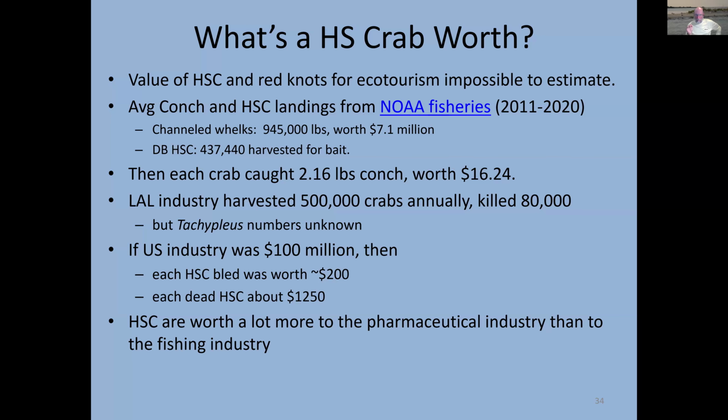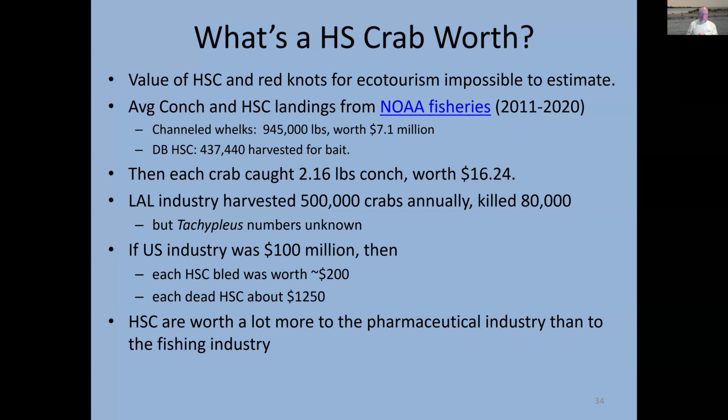Channeled whelks require bait, and they were worth about $7.1 million at the dock. And during that time, about 500,000 horseshoe crabs were harvested from Delaware Bay annually for that purpose, for bait. So if we look at those two numbers, we could say, well, each of those crabs, if put to use for catching conchs, caught about 2.1 pounds of conch, which was worth about $16.24. So one crab possibly worth $16 in terms of conch catch.